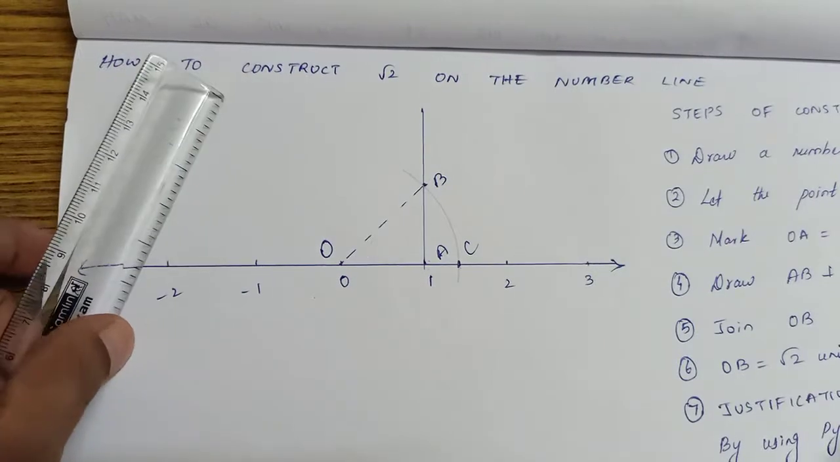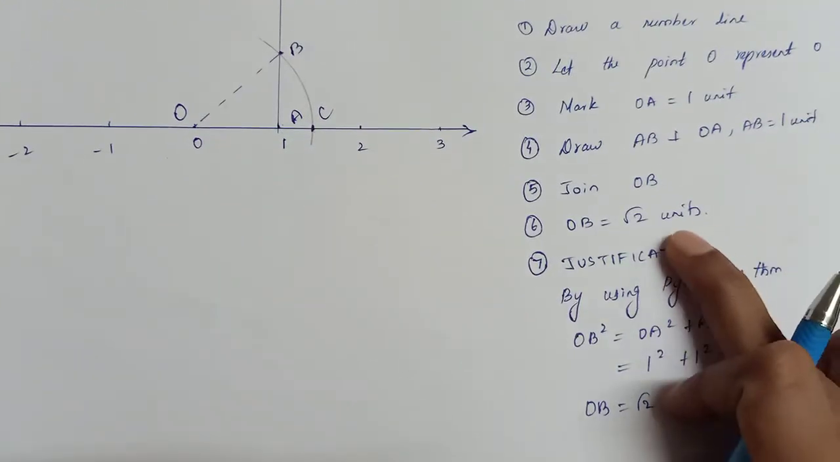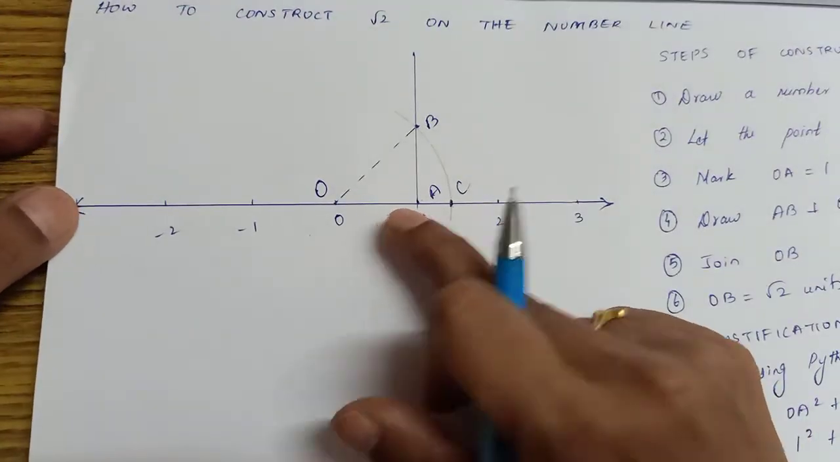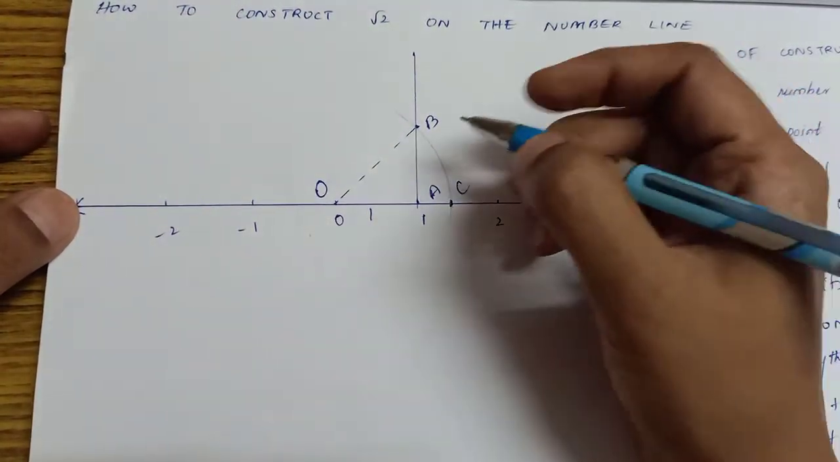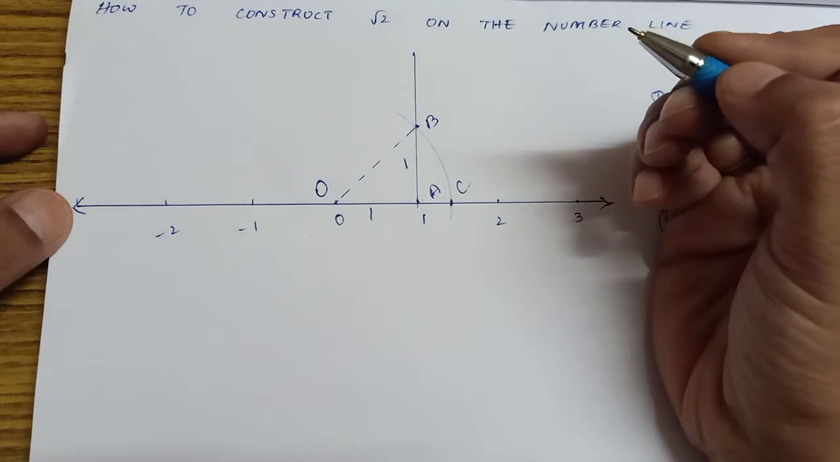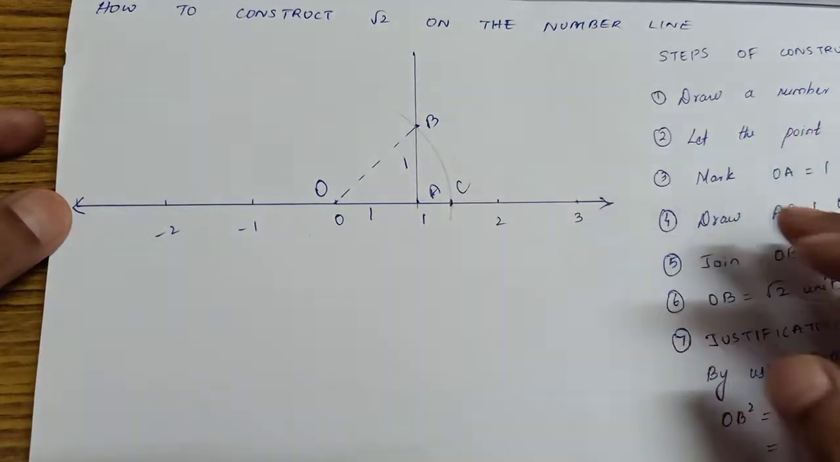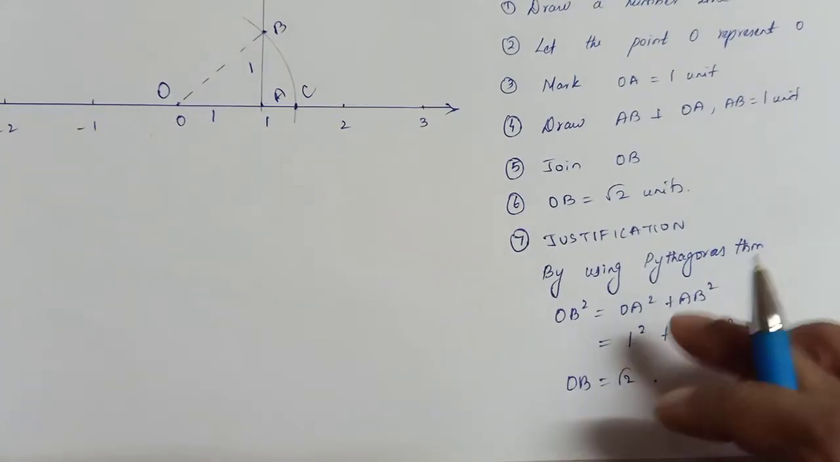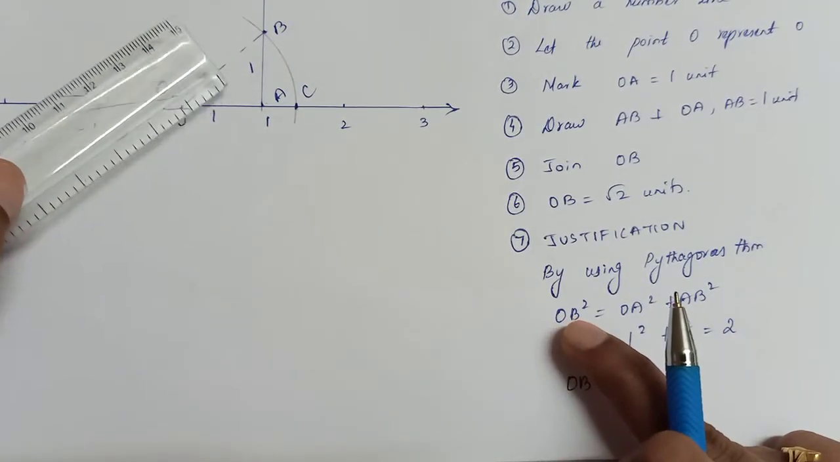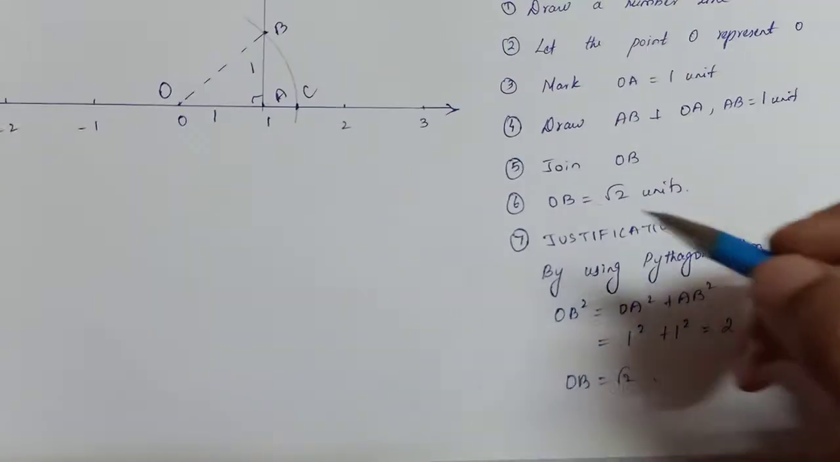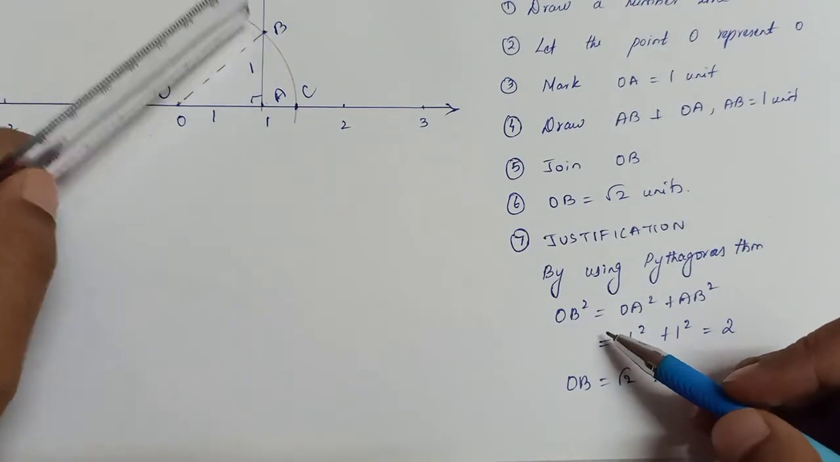Now I have written the steps of construction only up to OB, and I have written the justification also, which I didn't tell you yet. Here we have OA equal to 1 unit and AB is also equal to 1 unit, but I just said OB is square root of 2. For that we are using the Pythagoras theorem. It is a right angle triangle. This OAB is a right angle triangle. It is right angled at the point A. And so OB is the hypotenuse.